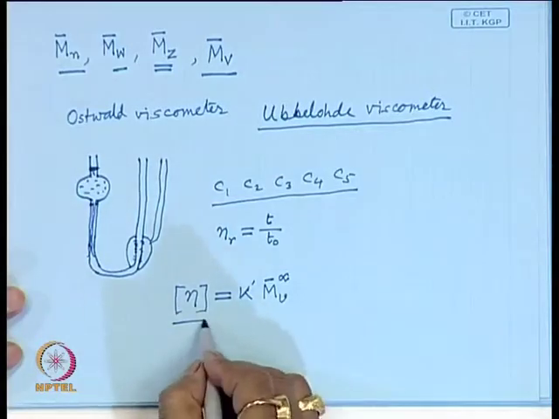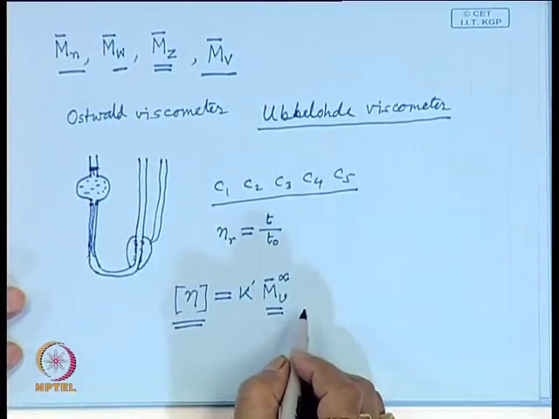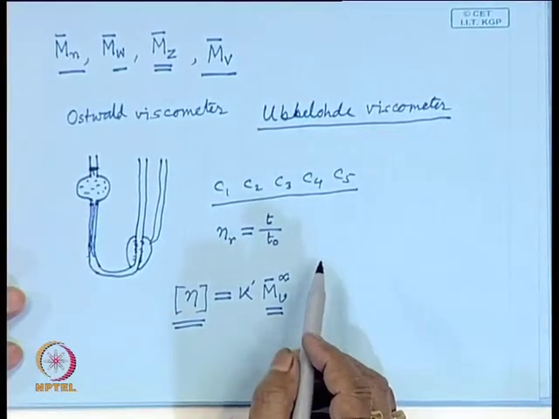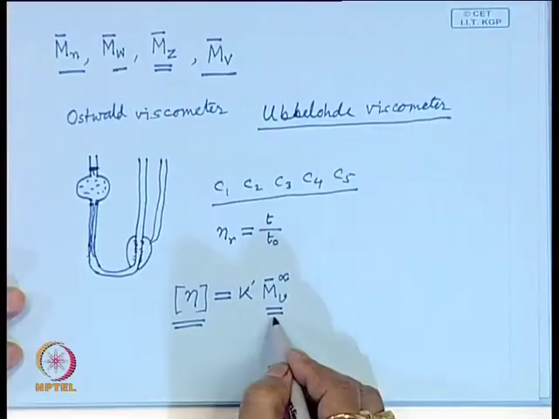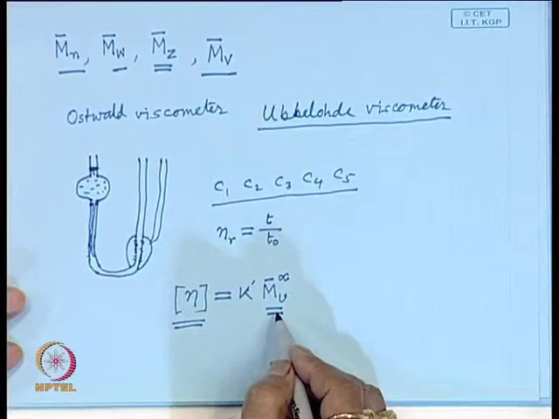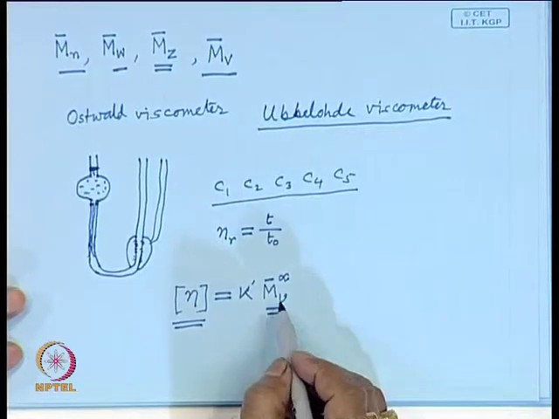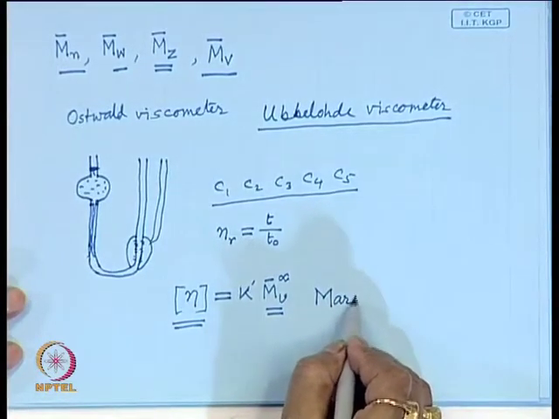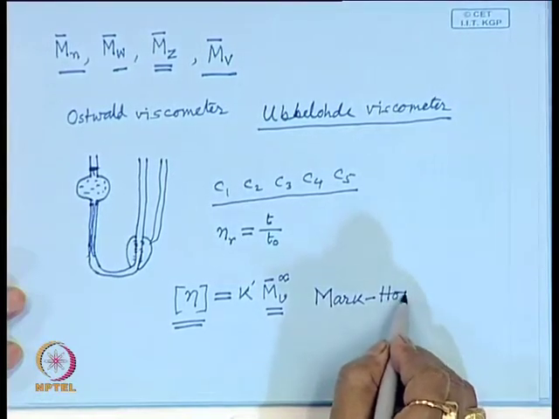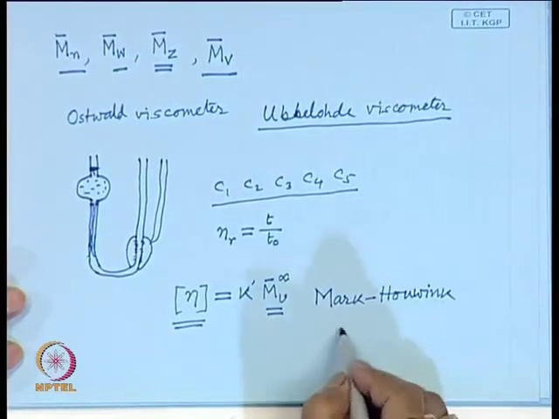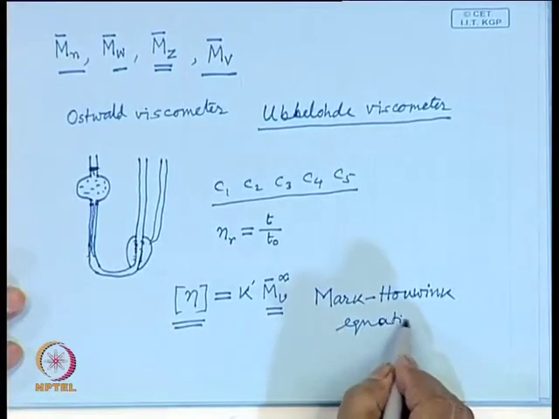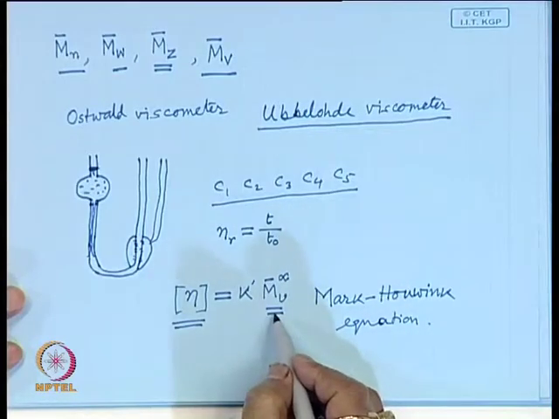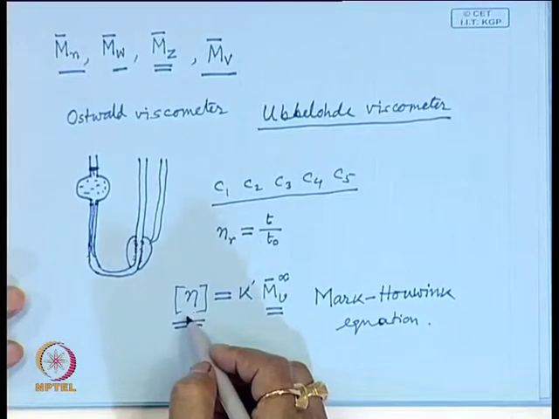That means this intrinsic viscosity is related to molecular weight, because there is an obvious question, sir, after measuring these flow times, how can we get this viscosity average molecular weight data? That is related to this equation, which is known as the Mark-Houwink equation. It is a famous equation, which relates viscosity average molecular weight with the intrinsic viscosity.